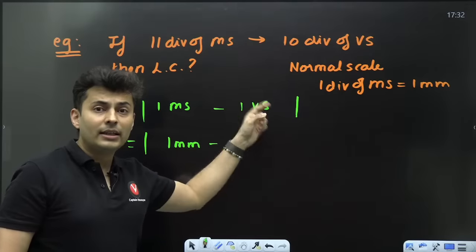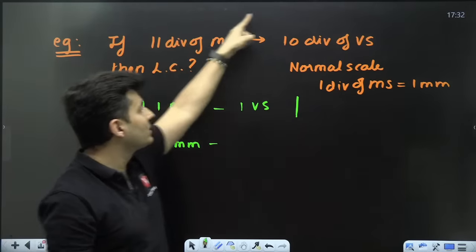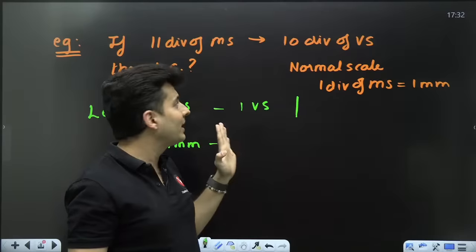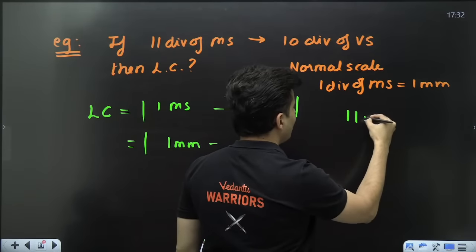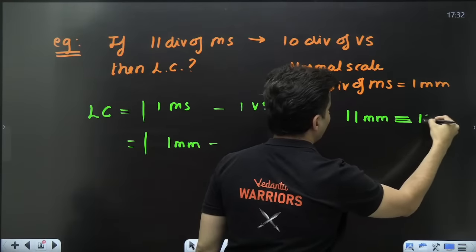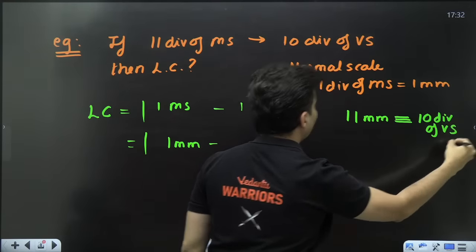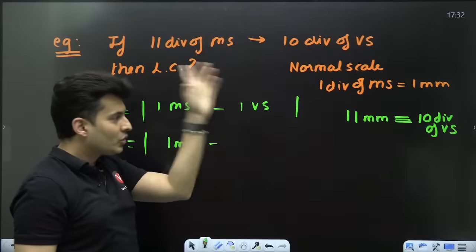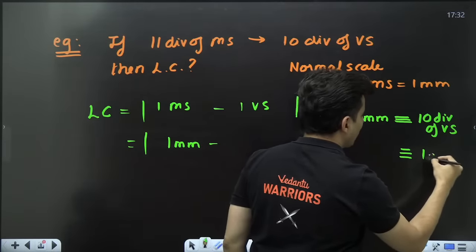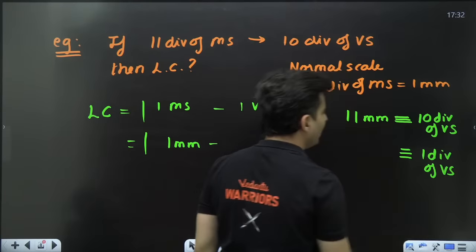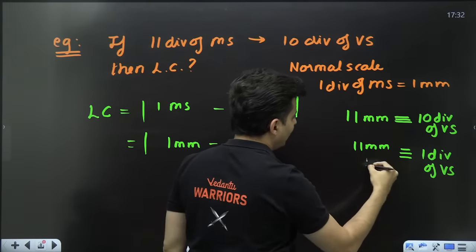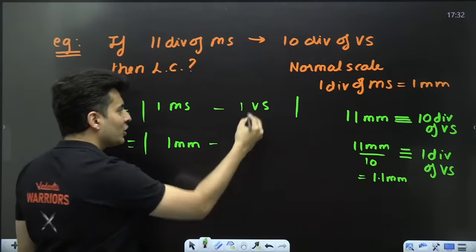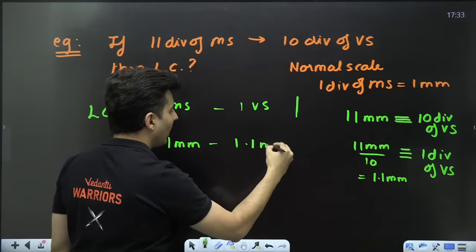Now, what is the length of one vernier scale division? For that, use this information. 11 divisions of main scale is 10 divisions of vernier scale, meaning 11 millimeters corresponds to 10 divisions of your vernier scale, because each division is 1 millimeter. So what is one division of your vernier scale going to be? You divide 11 millimeters by 10, which is 1.1 millimeter. So one vernier scale division will be 1.1 millimeter.